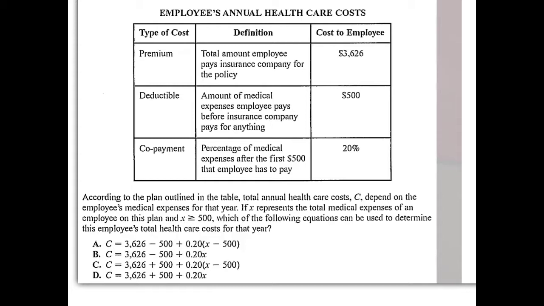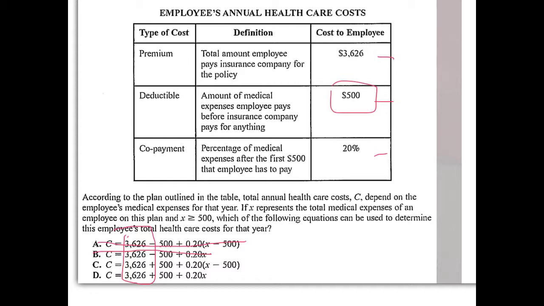Okay, so here's what I think. We want total cost in an equation. Well, the total cost is going to account for this, this, and this. So how do we do that? Well, they all so far account for that 3,626. So then the question is, do we add 500 or do we subtract 500? Well, it says this is the amount of medical expenses the employee pays, so this is going to add to the expenses. So automatically we know A and B are wrong.